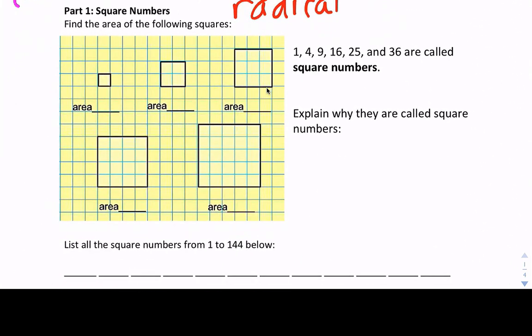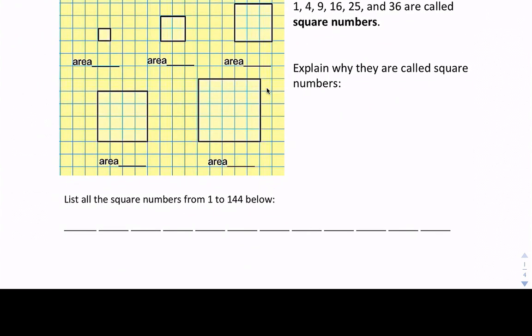Alright, so let's start with square numbers, numbers that you've seen quite frequently in math. So 1, 4, 9, 16, 25, and 36 are all called square numbers. Well, why are they called square numbers? If you look at the area of a square, the area of a 1 by 1 square is 1. The area of a 2 by 2 square is 4. The area of a 3 by 3 square is 9. A 4 by 4 square is 16. And the area of a 5 by 5 is 25.